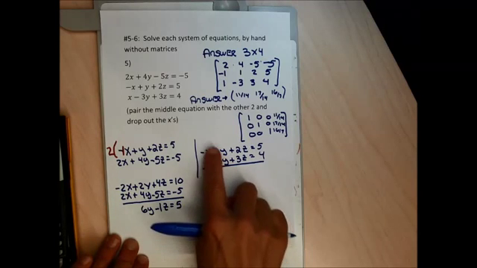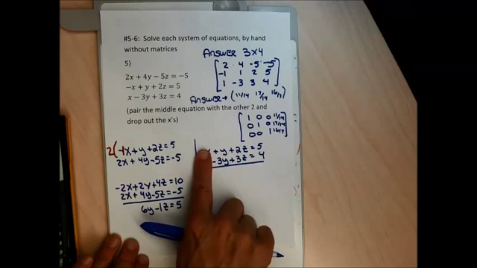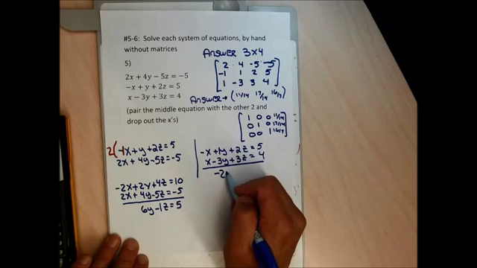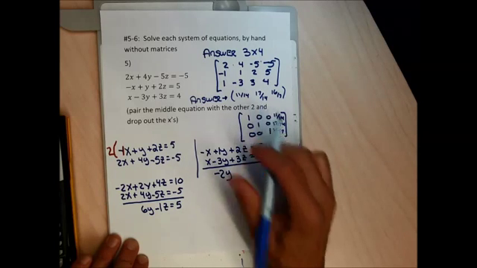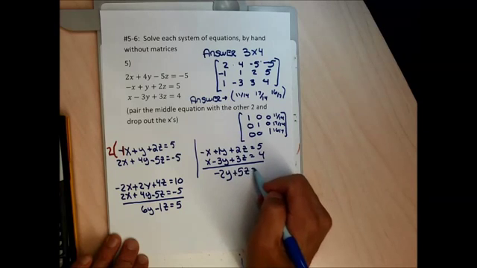These I can drop out the x's by just adding them together because the x's already have opposites in front of them. So I'm going to add those. The x's will cancel. 1y minus 3y is minus 2y. 2z plus 3z is 5z. 5 plus 4 is 9.